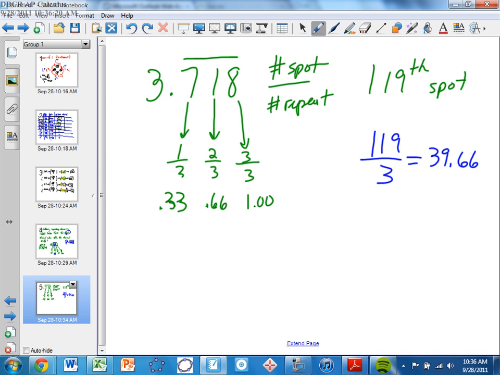Here, again, we look at our decimals. We see the 0.66. We line it up with this 0.66. We realize that our answer is 1. So the 119th spot is a 1 because we've associated decimals with each other. Okay. Again, that was for 3. Try the next one on your own.